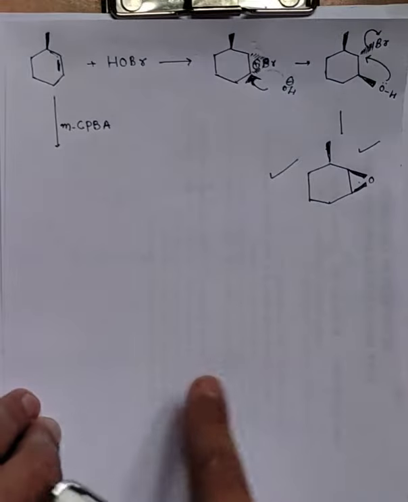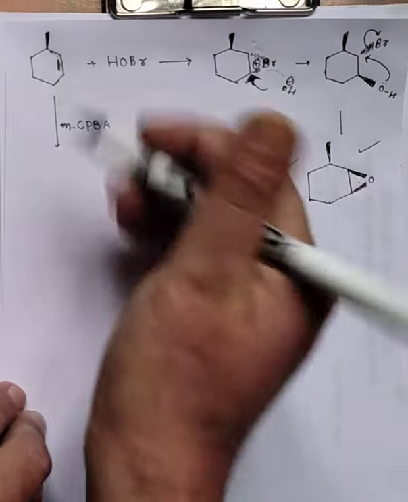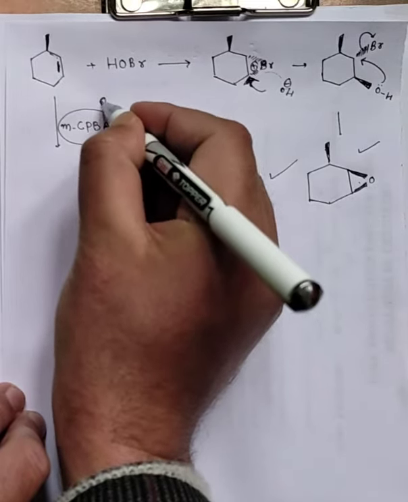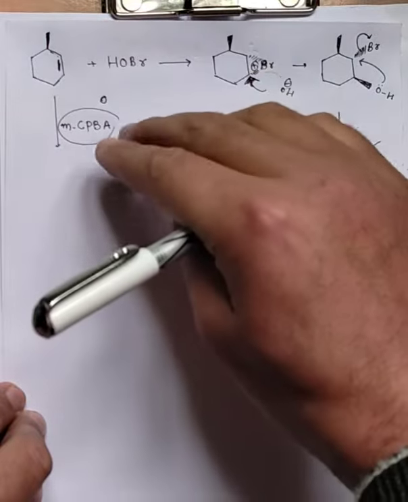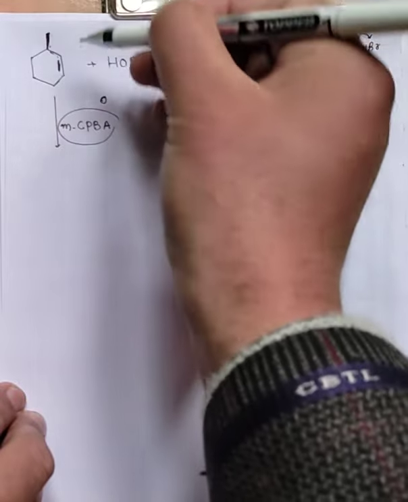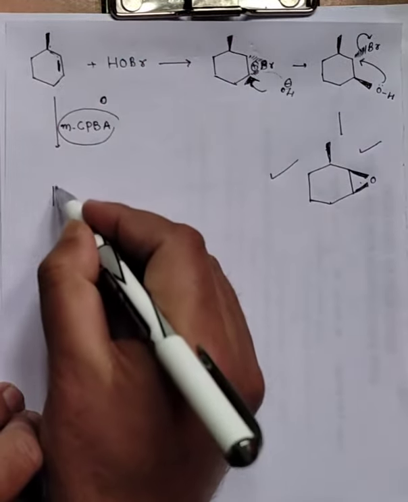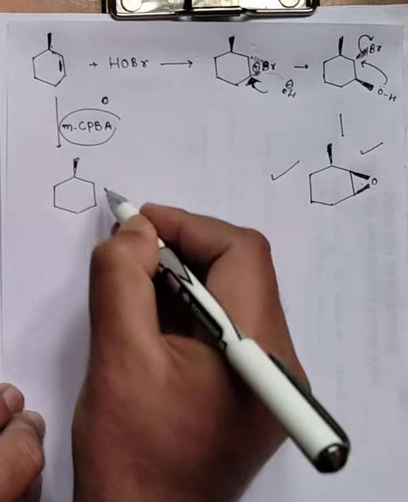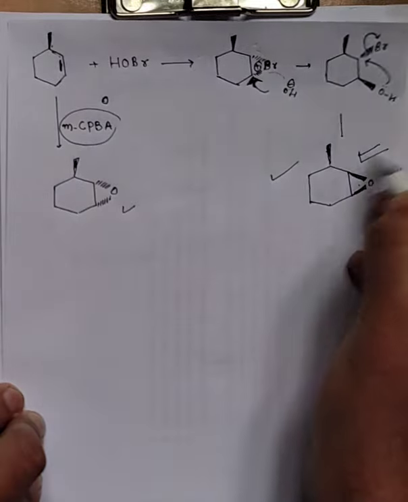Now if we talk about metachloroperbenzoic acid, it will give us an oxygen, and that oxygen will be inserted on this bond to form the epoxide ring. We know that when it attacks above the plane, it will experience the steric interaction of this group, so it will prefer to form the epoxide ring below. So the product in this case will be below the plane. I will show it like this.